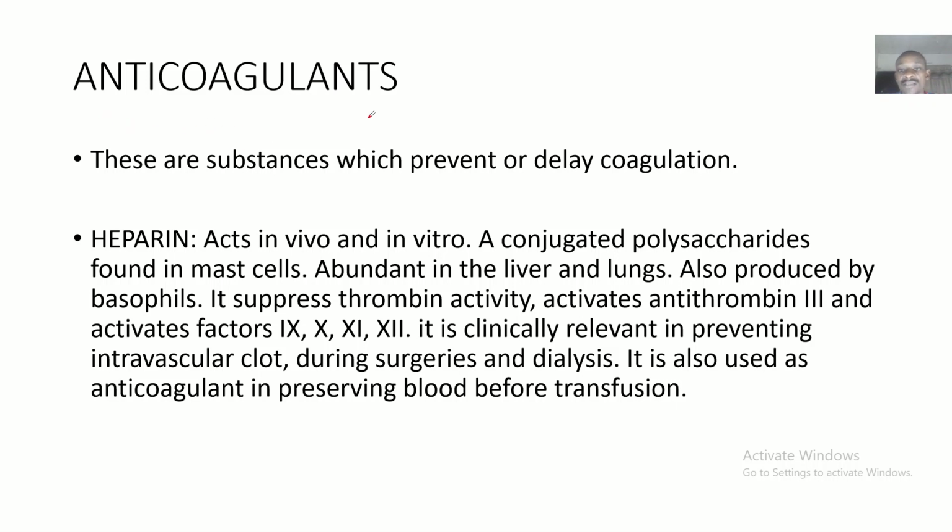Now we'll be talking about examples of anticoagulants and their mode of action. Anticoagulants are substances that delay or prevent coagulation. First, we'll talk about heparin. Heparin can act inside the body and outside the body, that's in vivo and in vitro. Heparin is a conjugated polysaccharide found in mast cells. It is also abundant in the liver and the lungs, and it is also produced by basophils.